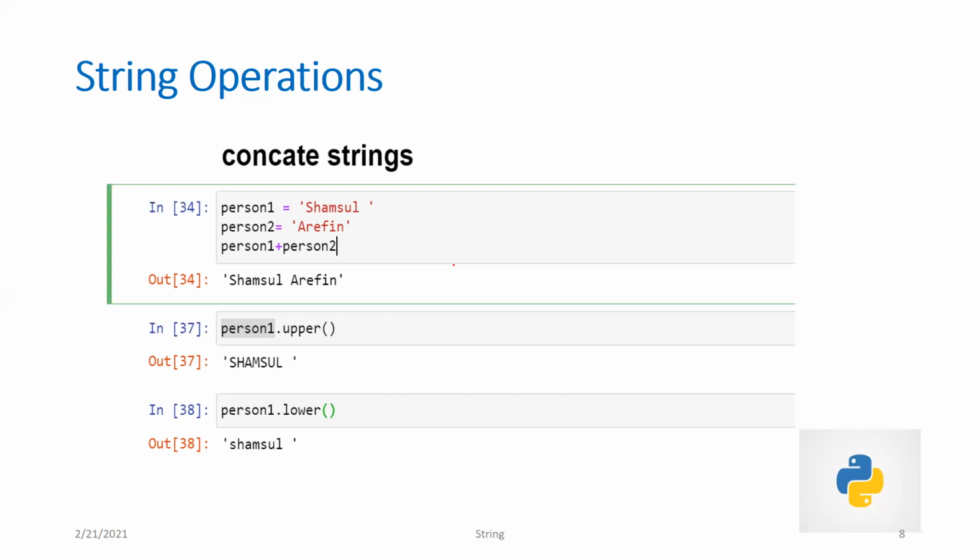It is very easy in Python to concatenate two strings. This is the extra facility of Python. I can concatenate using the plus sign. Just like mathematically, I added these two strings, but it is not a mathematical operation. It is a string operation, but I can use the plus sign here, and these two strings will be added.